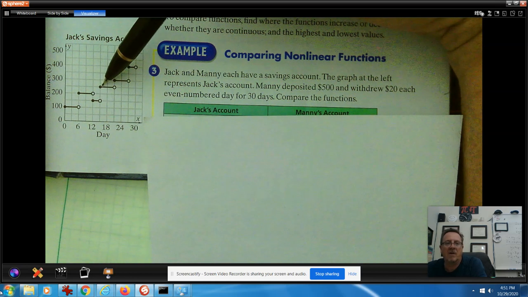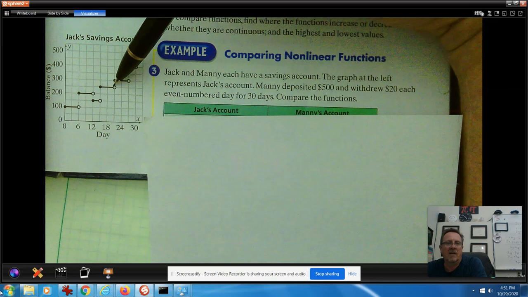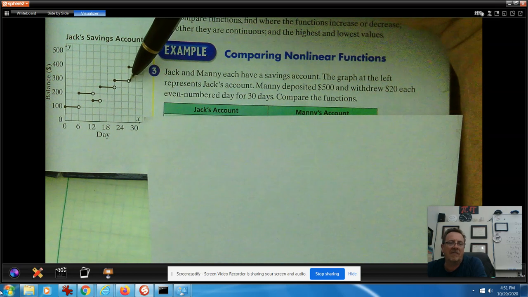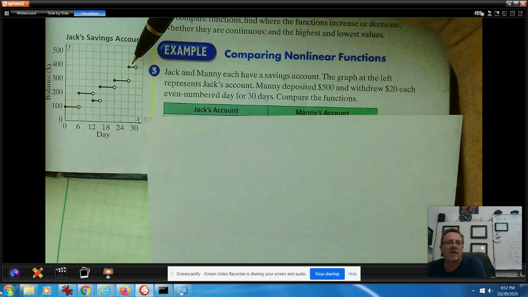And on day 15, he added money because he was at 150, and then he went to 250. So he deposited $100 into his account on day 15, and it stayed that way until day 21. And on day 21, what happened? Well, he put 50 additional dollars in his account, because from day 21 through day 27, he had $300 in his account. And what happened on day 27? He added another $100 into his account, and now there's $400 in.